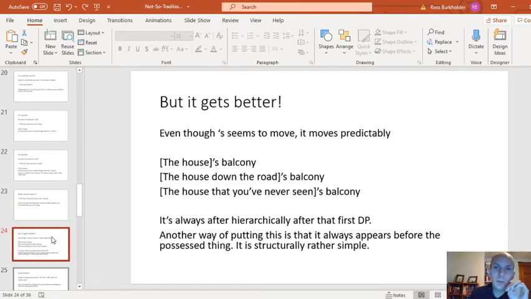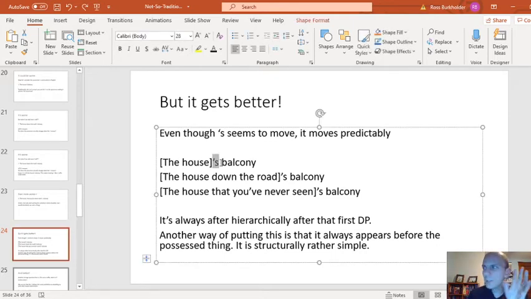But viewed through a hierarchical lens like the one that generative grammar and modern syntax gives to us, this actually isn't so much of a problem. It's actually fairly predictable what's going on here. What you can see is that this apostrophe S is going after the full phrase. Probably you've already caught on to this. Traditional grammar, in fact, has already caught on to this. But it's made explicitly clear in modern syntax that this is the house is balcony. Or it's the house down the road is balcony.